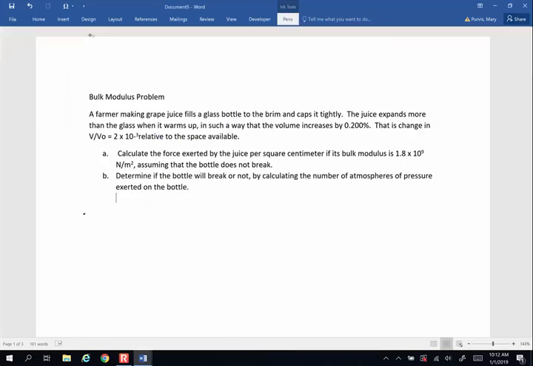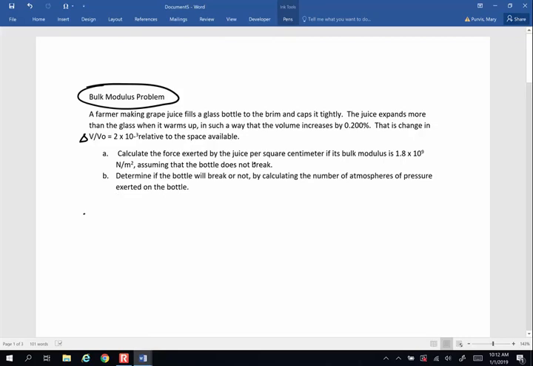Hi folks, we're going to do a problem involving bulk modulus. Here's my situation. A farmer marketing grape juice fills a glass bottle to the brim and caps it tightly. The juice expands more than the glass when it warms up, in such a way that the volume increases by 0.2%. That's a change in volume compared to original volume of 2 times 10 to the negative 3 relative to the space available.